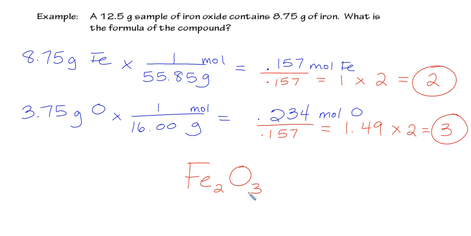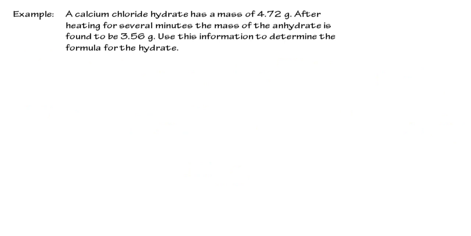The last one in this section is kind of where we're going in the lab. In the lab, we're going to get data that looks exactly like this. We're going to take a hydrate. This is a calcium chloride hydrate. We'll take the mass of the original hydrated compound. We'll heat it gently and dehydrate the hydrate, so that in the end, all we'll have left is the anhydrous salt, or the anhydrate.